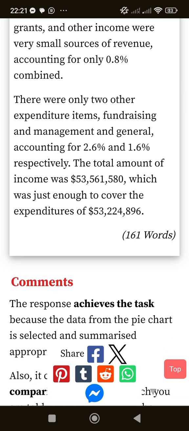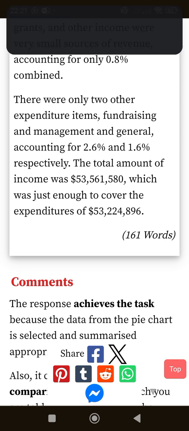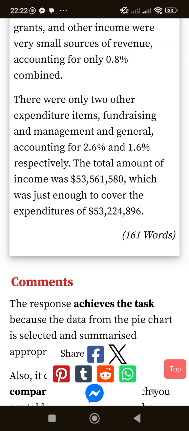Now, the last paragraph. There were only two other expenditure items, fundraising and management in general, accounting for 2.6% and 1.6% respectively. The total amount of income was around $53 million, okay? Which was just enough to cover the expenditures of $53 million. 161 words. So you may go about exceeding this much word limit. Okay, this is not something which is considered a mistake.